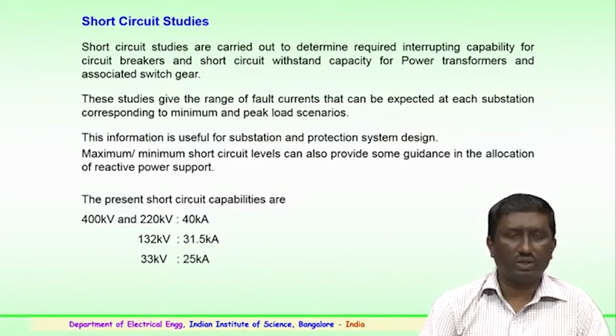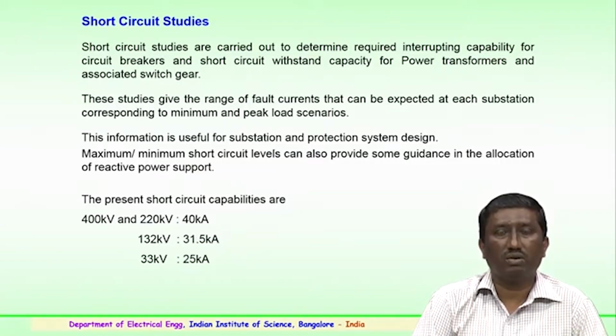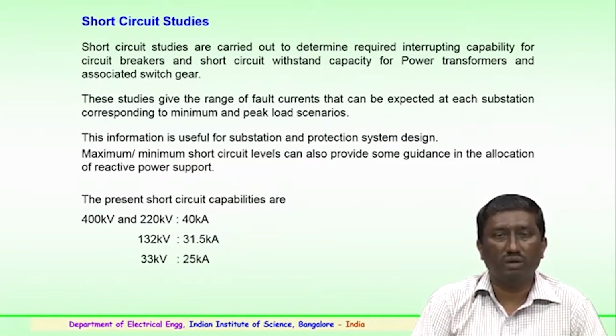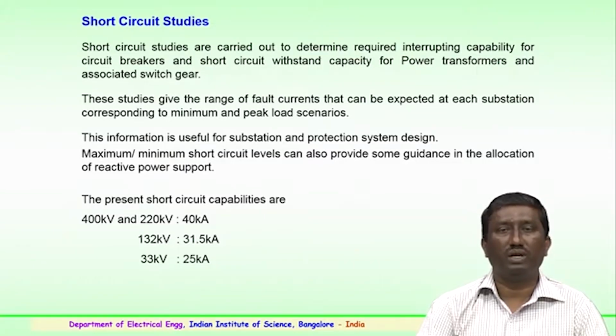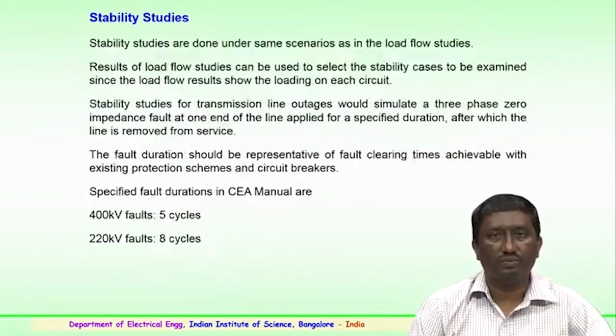The present short circuit capability for various voltage levels, as mentioned earlier also, for 400 kV and 220 kV substations, the present short circuit capability should be 40 kilo amps, and in case of 132 kV it is 31.5 kilo amps, and for a 33 kV substation it should be a 25 kilo amp short circuit capability level.